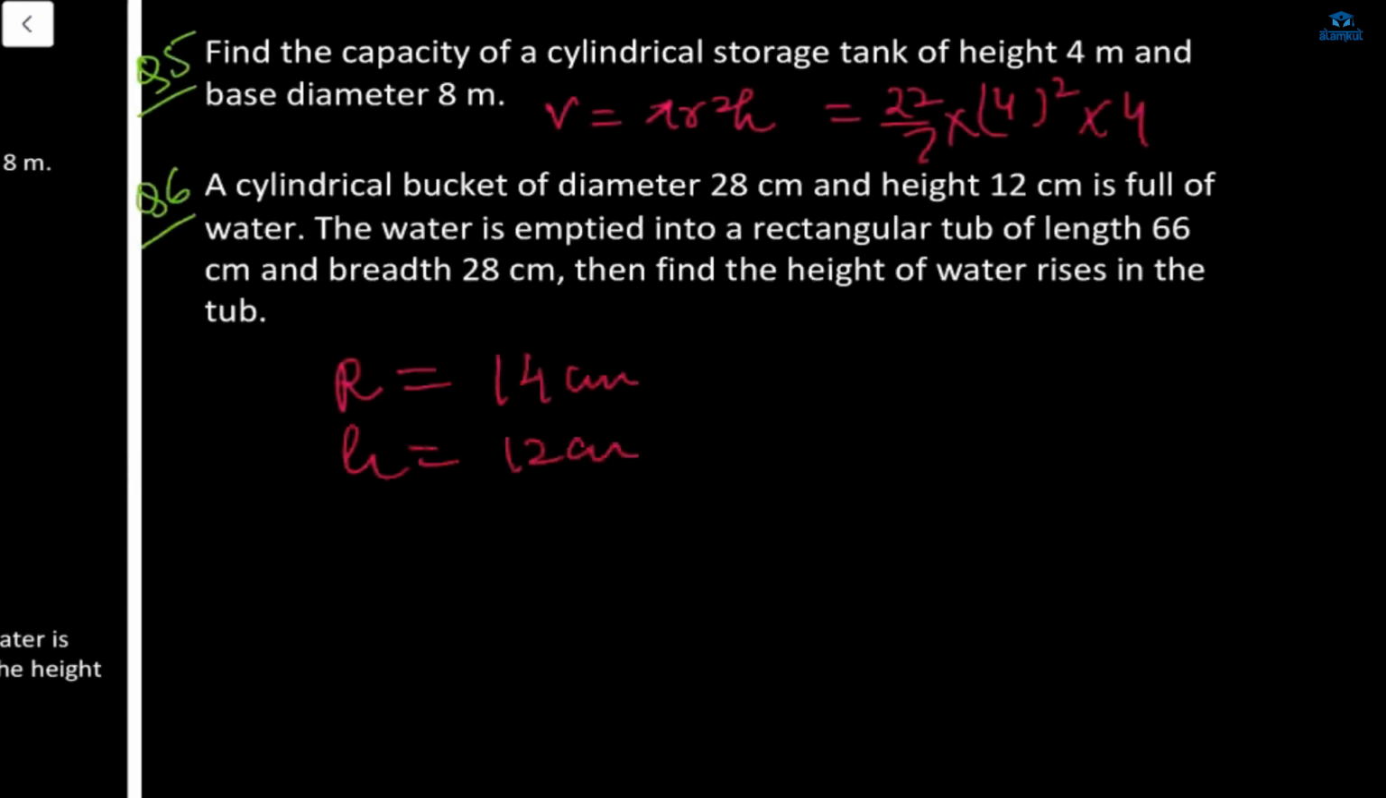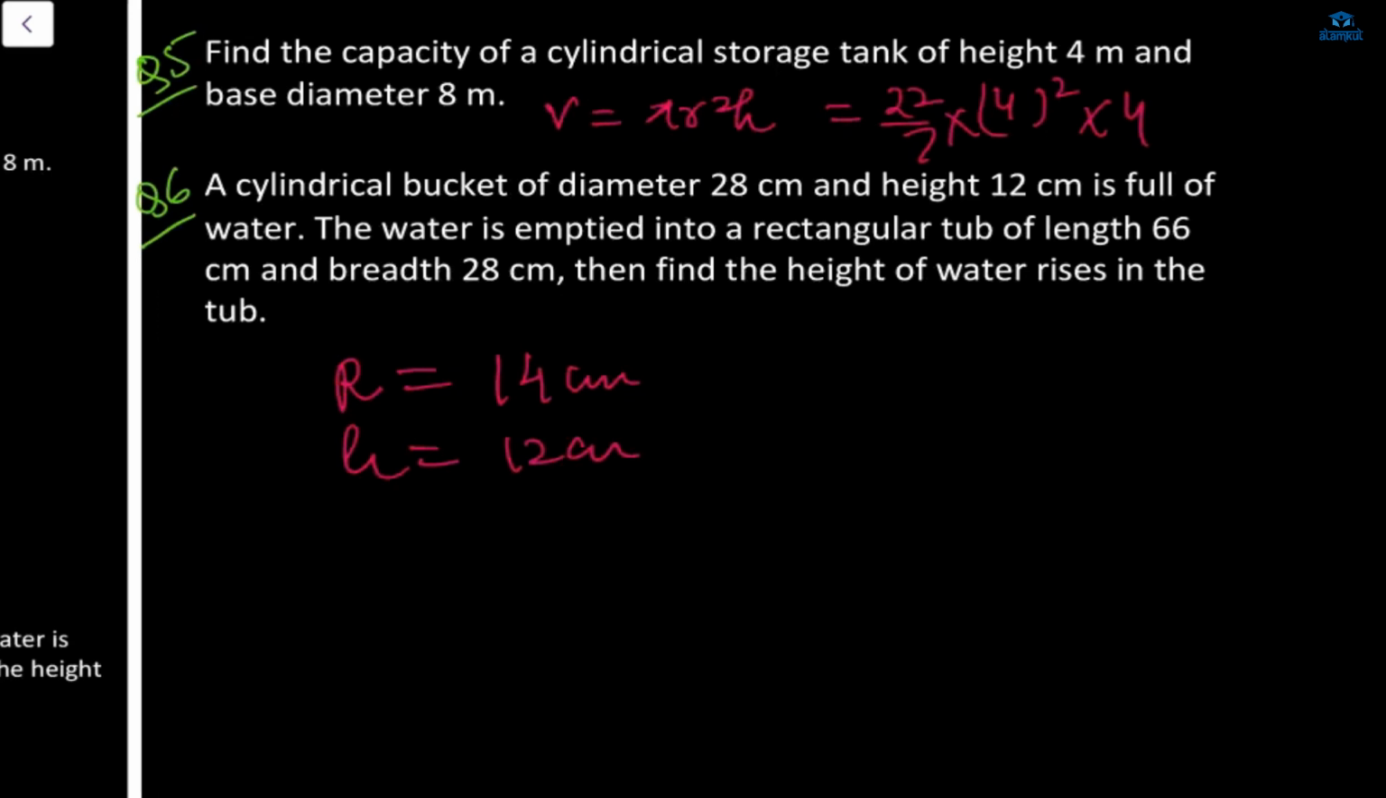Now whenever we are emptying something from one container to another, the volume remains the same. If you are transferring water from a jug to a glass, you can only transfer as much water as was in the jug. For example, if I have many glasses, that is different. Or from one vessel to another vessel, if you are transferring any liquid, the same amount will be transferred. The volume will remain the same. So you are transferring the water from the cylindrical bucket into a rectangular tub.